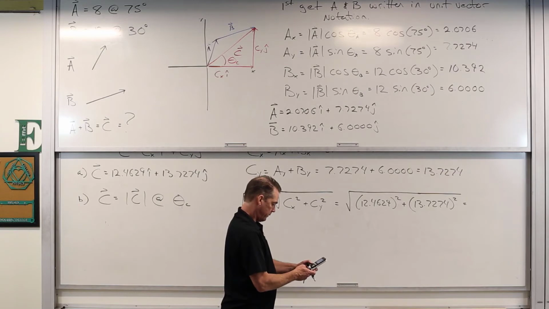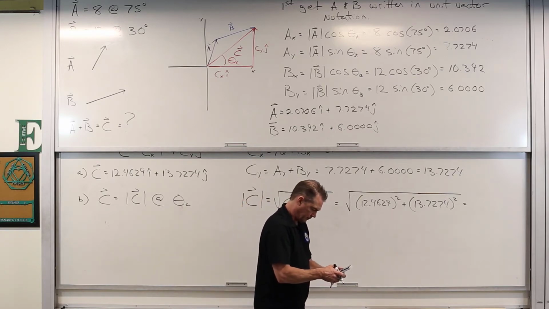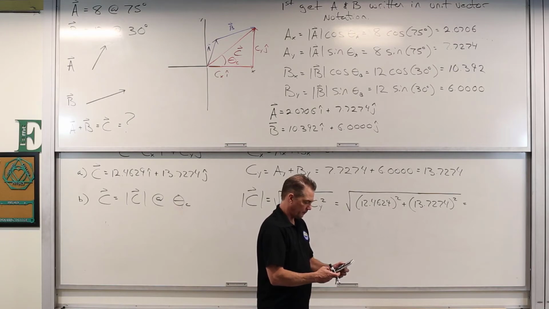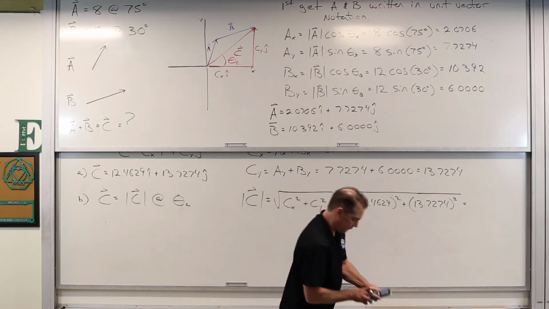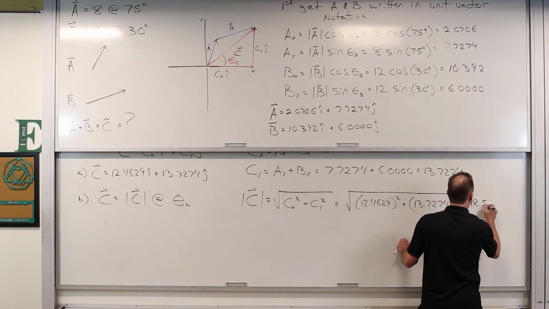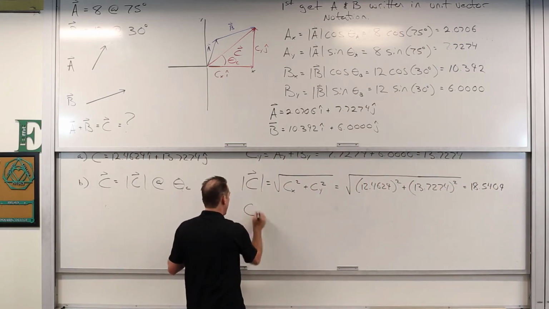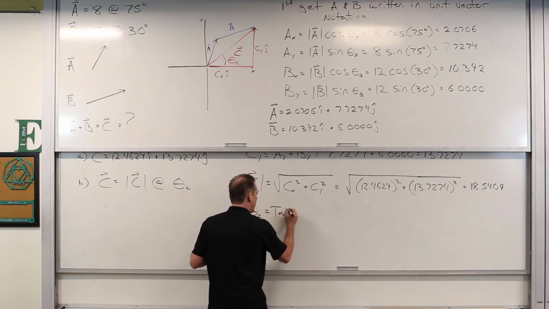Square root of 12.4629 squared plus 13.7274 squared. We get ourselves 18.5409. 18.5409 units is the total magnitude of the vector C hat.